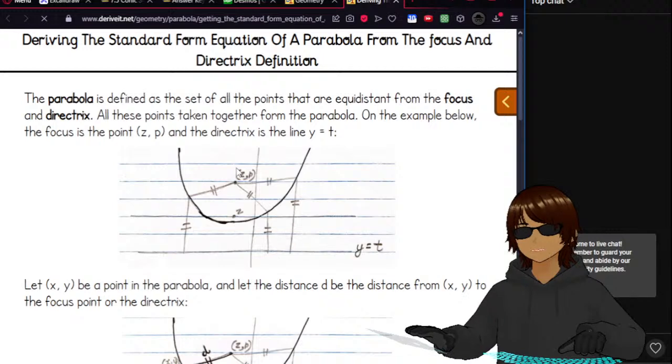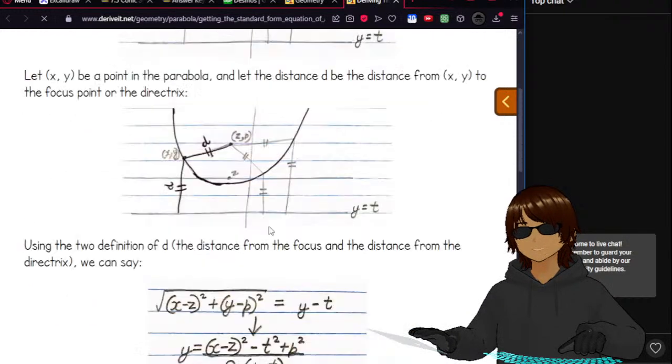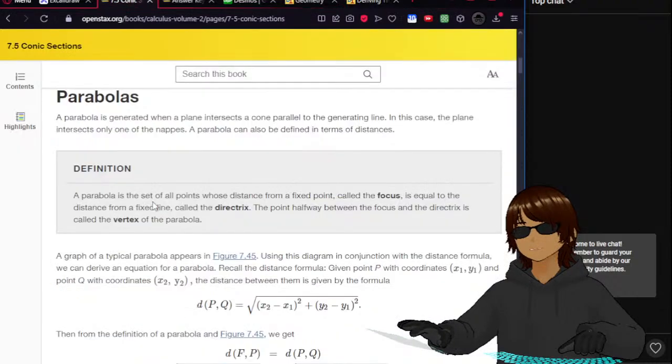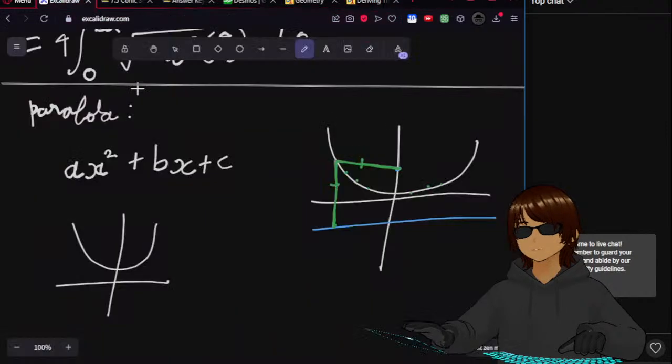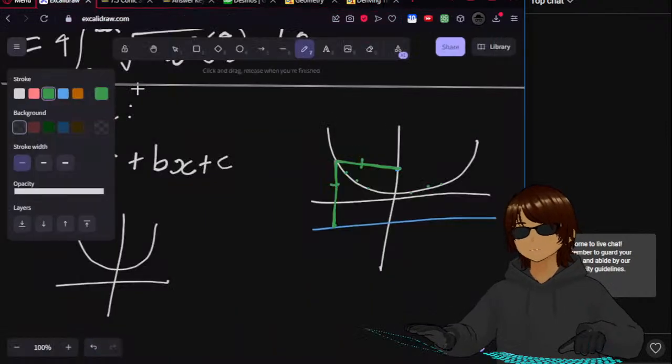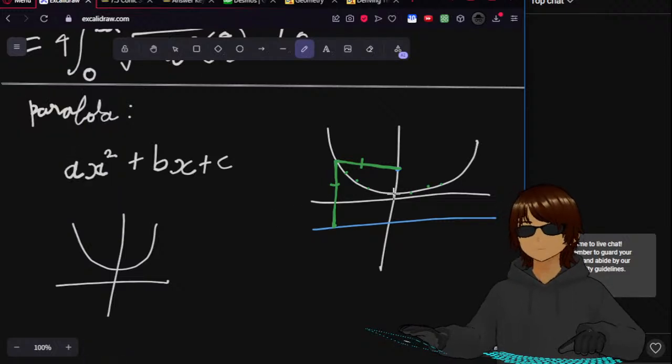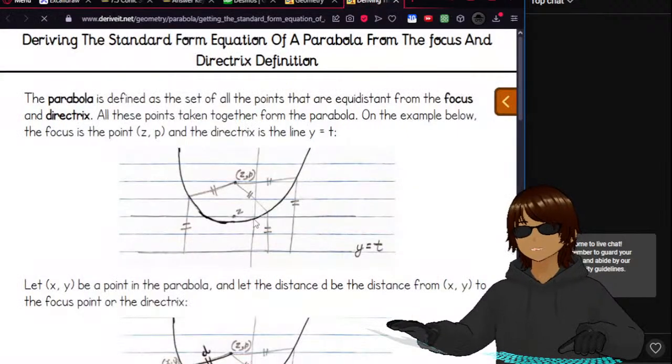Over here, I showed the equivalence of the definition. The point halfway between the focus and the directrix, this bottom side over here, is the vertex of the parabola. So in this case, it would be here. So at x is equal to z, the parabola has this vertex.